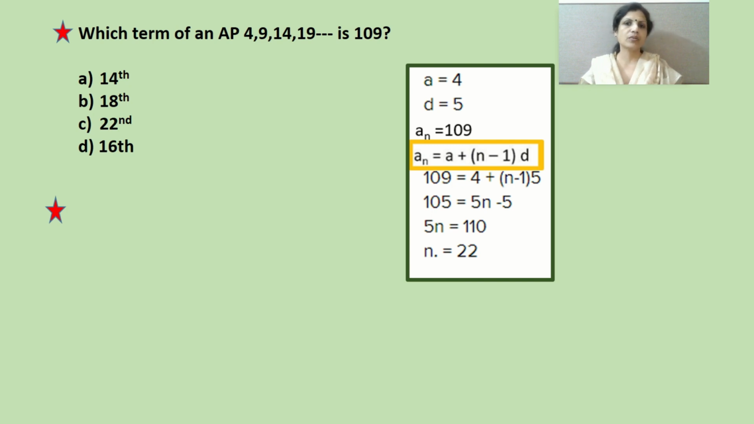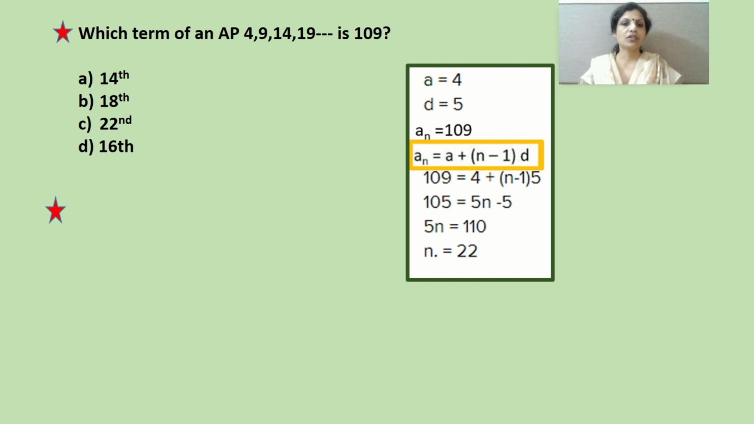So an is equal to 109. We will make use of the formula: an is equal to a plus n minus 1 into d. So substitute the values. 109 is equal to 4 plus n minus 1 into 5. Solve it and you get the value of n as 22.